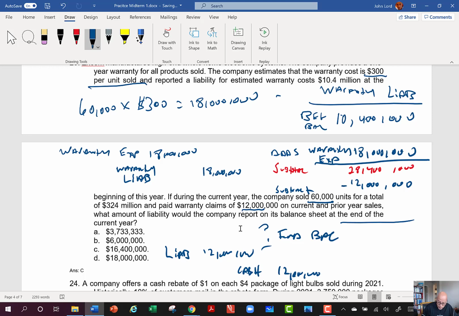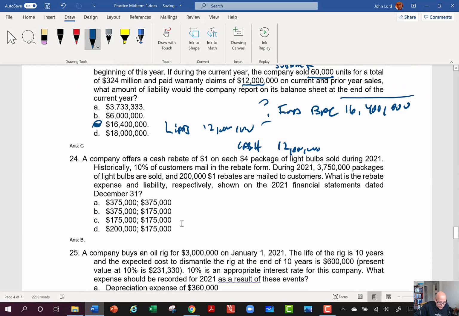28.4 minus what? Minus 12 million should give me the correct answer to this question, which is going to be what? 16,400,000. Okay. All right, good. So that problem's not too bad.